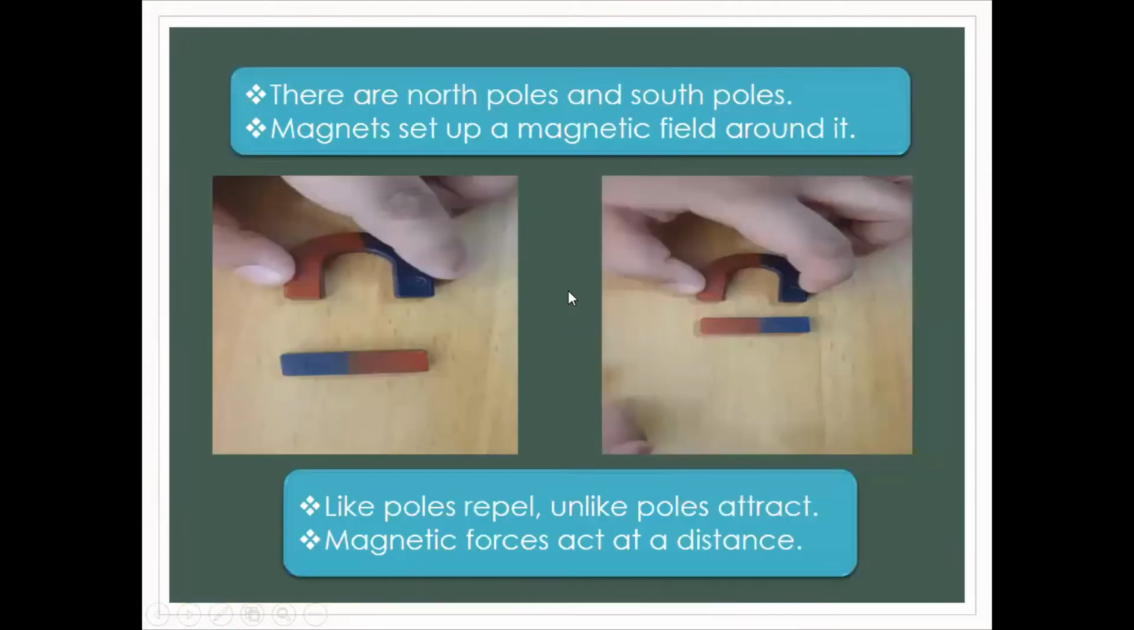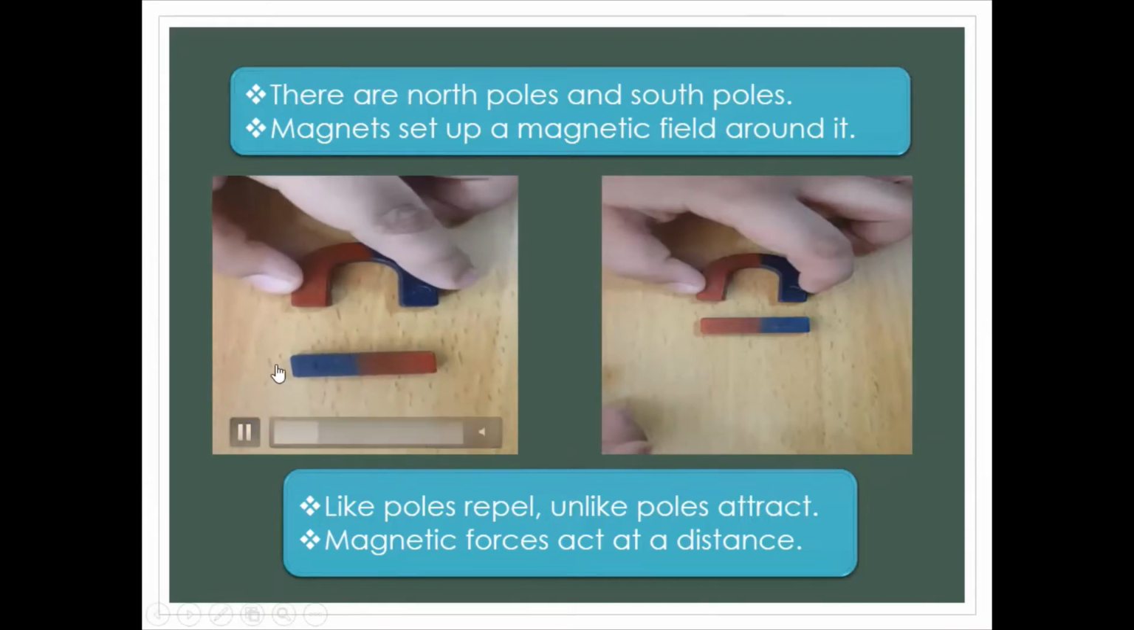Magnets have two poles, a north pole and a south pole. Magnets set up a magnetic field around them. I want to show you how magnetic poles work. If we have two magnets, it does not depend on the shapes. I can take any other shapes as well. I'm showing you how the force of attraction and repulsion behaves from a distance.